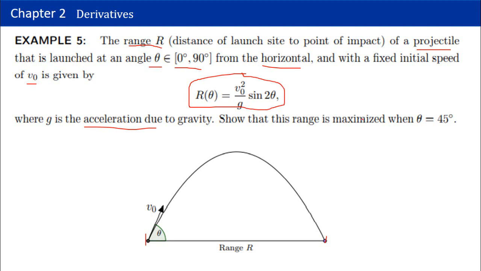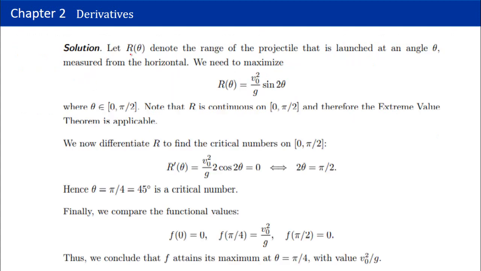Ang ibig sabihin nito is, ipapakita natin na ang maximum talaga na distance is ang theta equals 45 degrees. Kung magtapon tayo ng isang object, ang pinakamalayo niya na mapuntahan is kung ang angle na ating pag-throw is 45 degrees. Let r theta, yung ating function, that is the horizontal distance, and this is the formula.